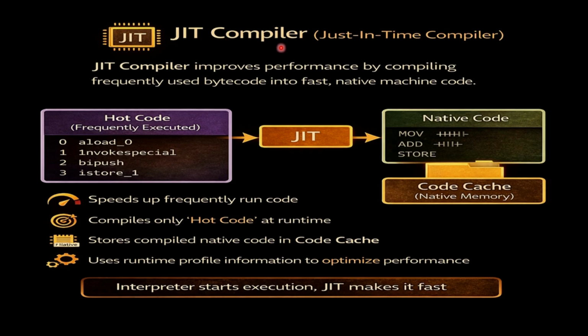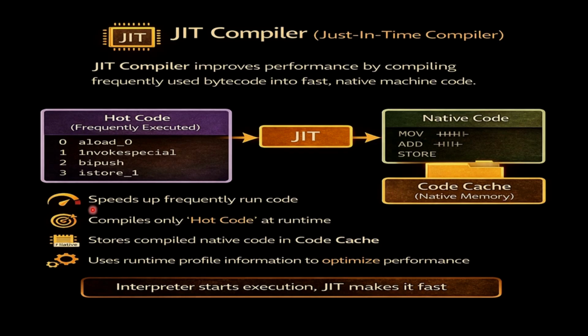Now let's understand the JIT compiler, also called the just-in-time compiler, which is part of the JVM execution engine. As we saw earlier, the interpreter executes bytecode line by line, which is slow for frequently running code. So to improve performance, the JVM uses the JIT compiler. The JIT compiler improves performance by compiling frequently used bytecode into fast native machine code. The hot code, which is frequently executed, is moved to native code with the help of the JIT compiler, and this native code is then stored in the code cache, that is native memory.